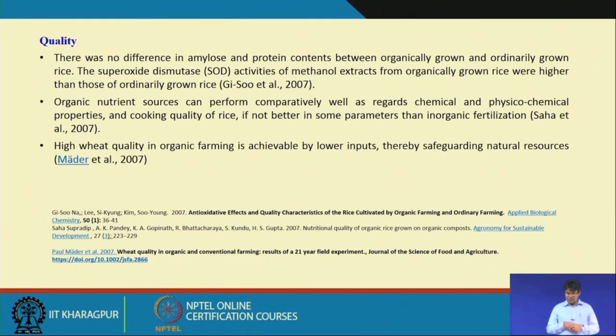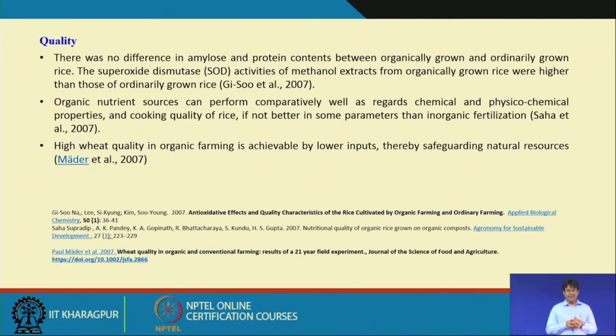And a second report from Saha et al. 2007 mentioned that organic nutrient sources can perform comparatively as well as inorganic fertilization in chemical and physiochemical properties and cooking quality of rice, if not better in some parameters. So, there is not much difference in the chemical properties, physiochemical properties or cooking quality of rice; they are the same as conventional farming.